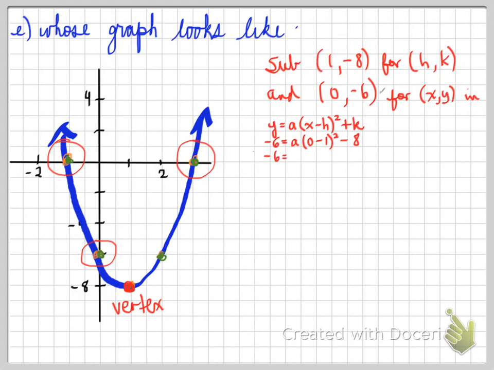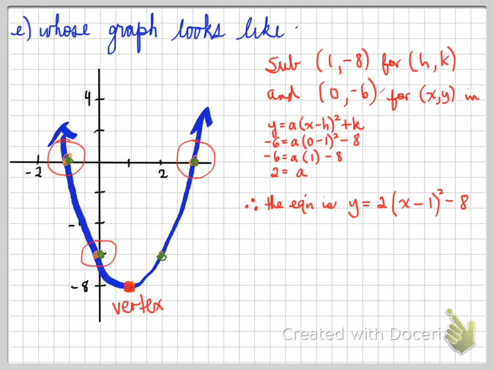We solve. -6 is equal to 1a minus 8. That means we move the -8 to the other side. It becomes +8. -6 plus 8 is 2, which is equal to a. So now we found the a value, which was the same a value we found earlier. Our equation is going to be y is equal to 2(x minus 1) squared minus 8.